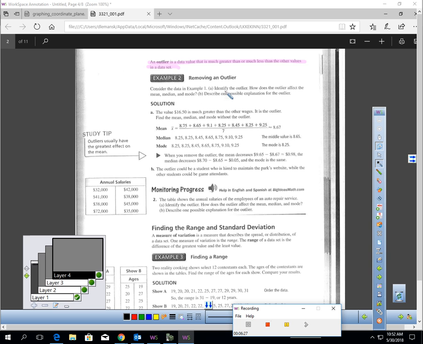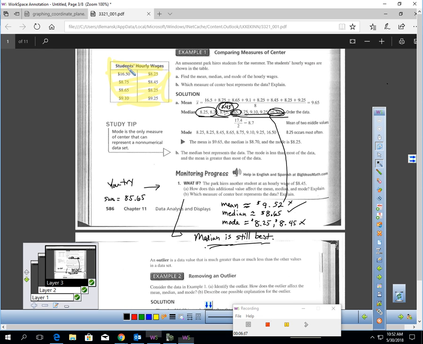Now, when you have data, you can have what's called an outlier. An outlier is a data value that is much greater or much smaller than the other values in the data set. Like if we go back to that previous problem, do you notice someone here was making $16.50 an hour at the amusement park? That's not close to these other ones. That would definitely be an outlier.